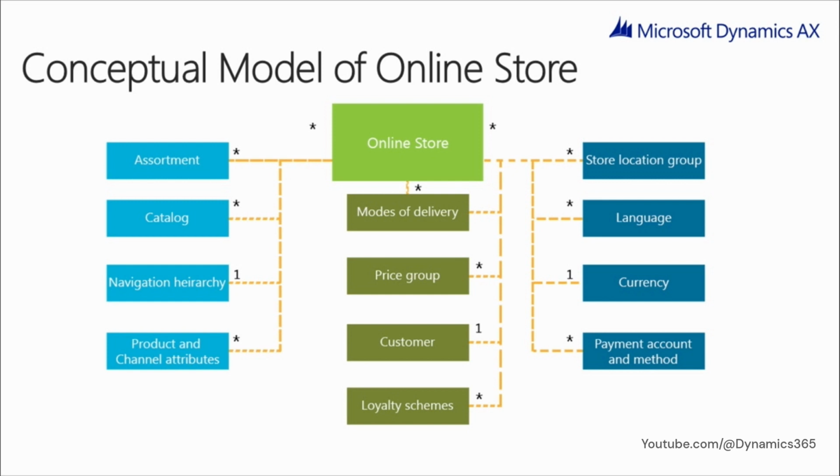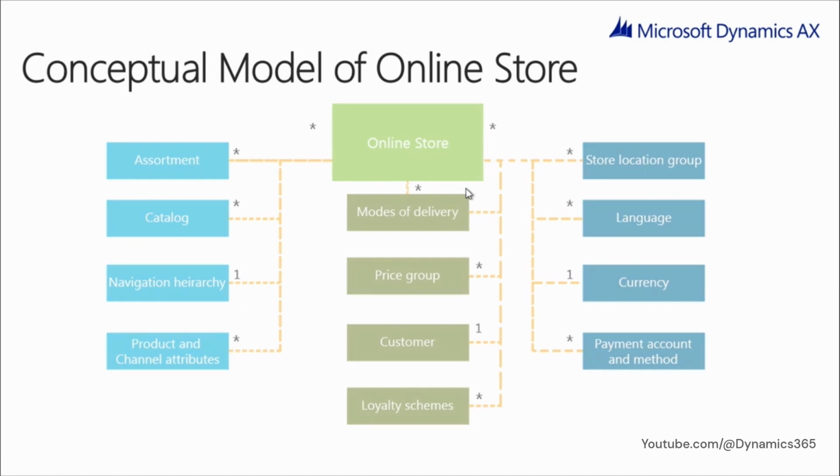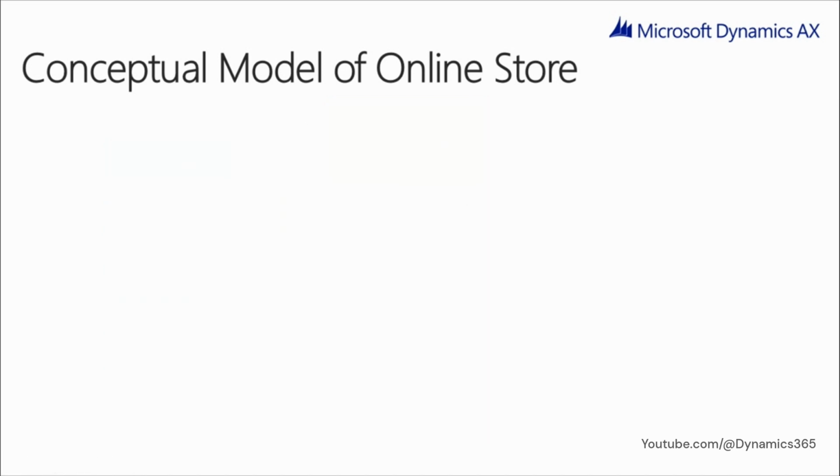You will also be setting up different sets of data, like the mode of delivery, the price group, what sort of customers you have, different discounts and loyalty schemes, the different store location groups that you have, and the currency which will be aligned with the online store. So moving on, to configure and publish the online store, you must follow these steps.